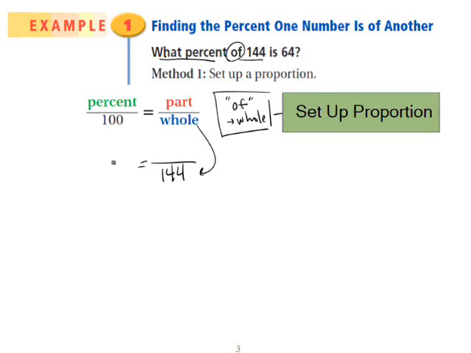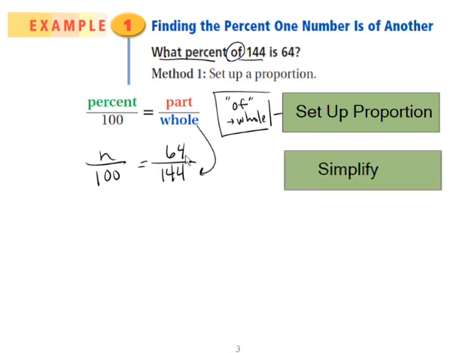Because the problem asks what percent of 144 is 64, the percent is unknown, and we can represent it using a variable such as n or 100. And finally, 64 is the part, often indicated by the word is, but not always, so don't depend on that.